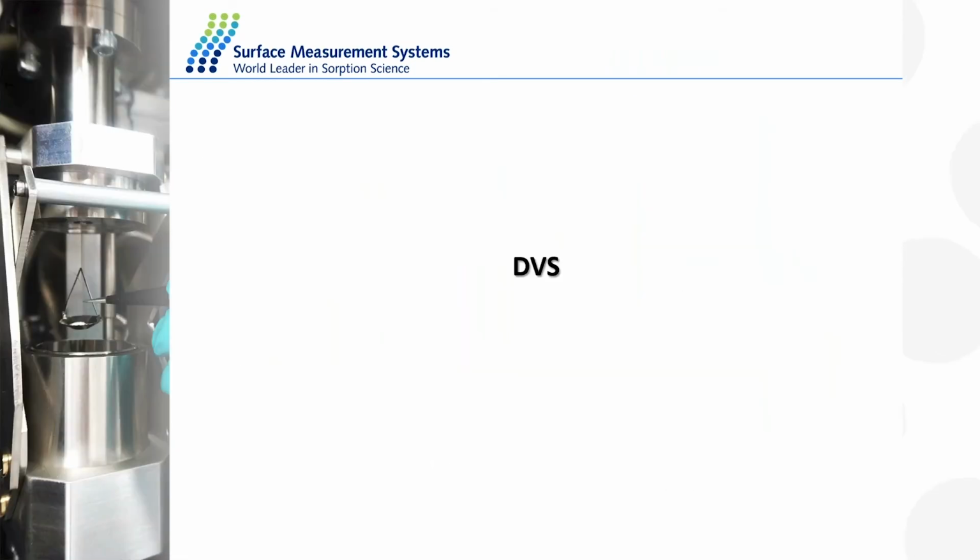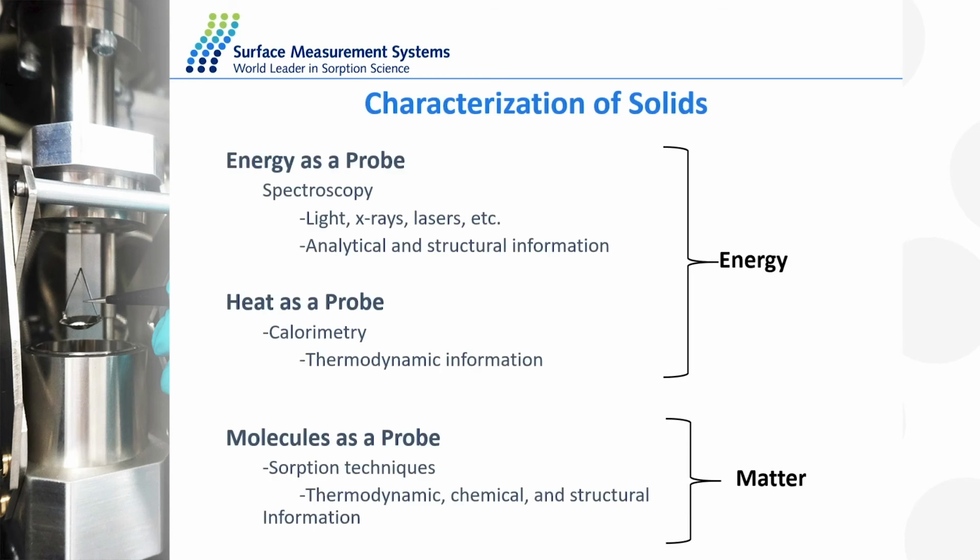So I'm going to briefly introduce the DVS system. This is dynamic vapor sorption. To analyze materials, there's a few different types of probes you can use. We can use energy as a probe. An example would be spectroscopy, such as light spectroscopy or X-rays and lasers. And this is useful to obtain analytical and structural information.